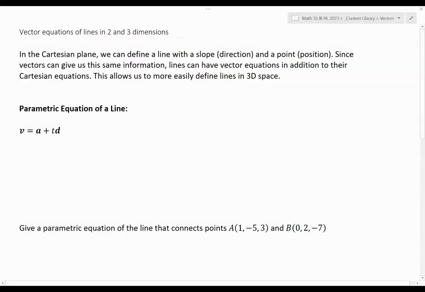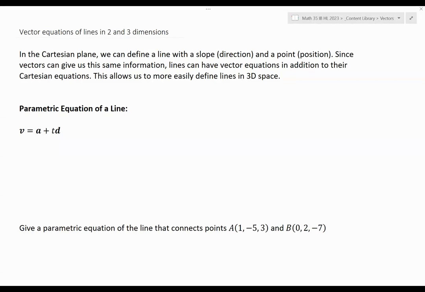Hello. In this video, we're going to look at how we can use vectors to represent lines in 2 dimensions and more importantly in 3 dimensions, because we already have a lot of ways to represent lines in 2 dimensions. But let's start in the Cartesian plane, so 2 dimensions. We can define a line by using a slope, which corresponds to a direction, and a point, which corresponds to a position. Vectors can give us the same information.